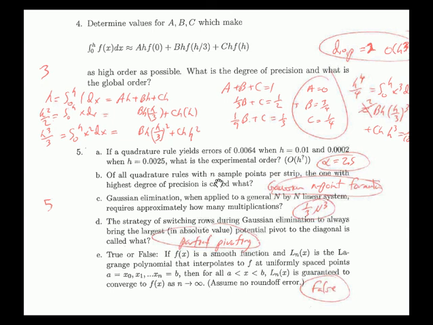Second problem says, of all quadrature rules with n sample points per strip, the one with highest degree of precision is called what? Well, those are the Gaussian formulas. The Newton-Cotes formulas are the ones where you insist that the sample points be uniformly spaced, but that's not as good because the Gaussian formulas are the best because they choose the optimal sample points as well as weights.